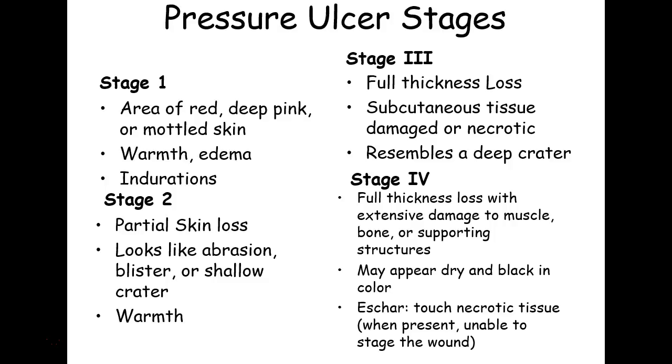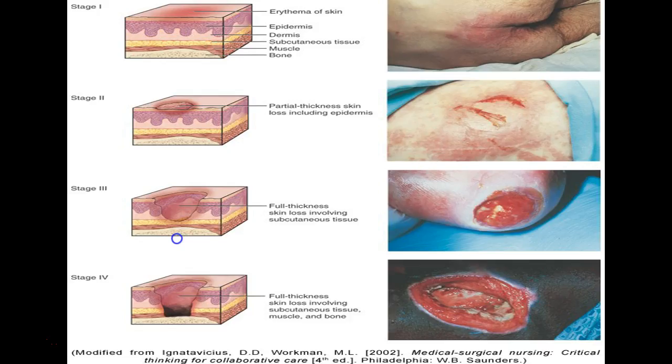While that eschar is there, that's an unstageable wound. We can't see the wound bed. We don't know what stage that is. And so there's your pictures. The only one that's not present is the unstageable wound in this picture. So that shows you your stage 1, 2, 3, and 4. And those are the same pictures that are in your book on page 291.